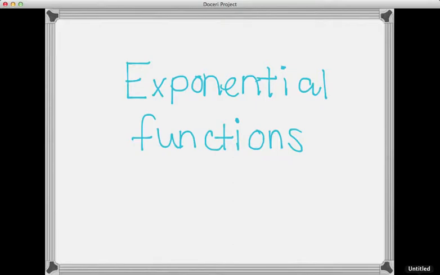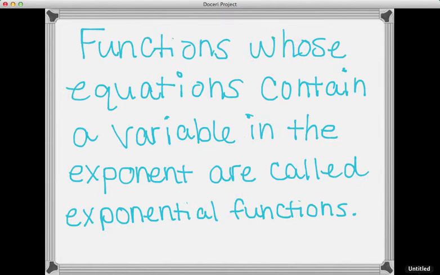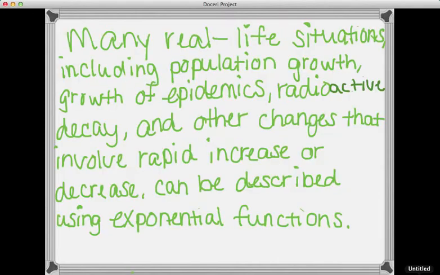Hey, so today we're going to learn about exponential functions. Functions whose equations contain a variable in the exponent are called exponential functions. Many real-life situations, including population growth, growth of epidemics, radioactive decay, and other changes that involve rapid increase or decrease, can be described using exponential functions.